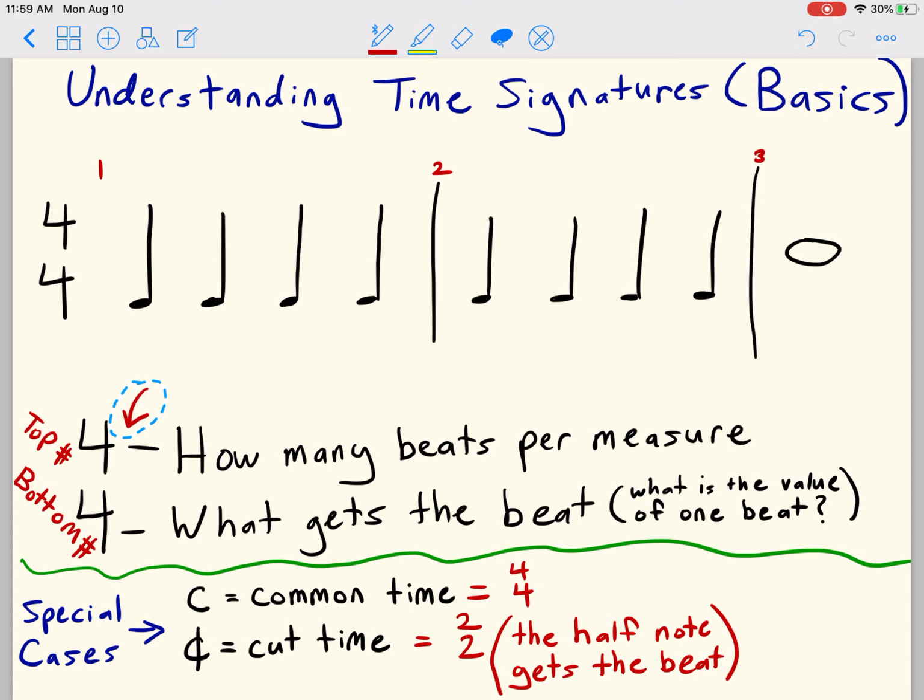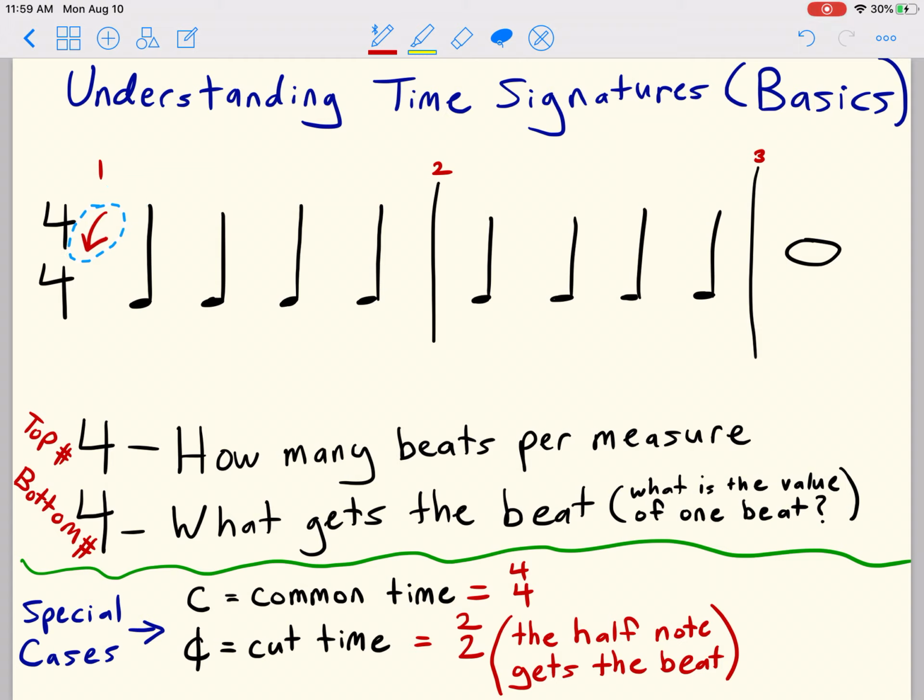The top number tells us how many beats are going to be in each measure. We know that each measure is divided up by a bar line. So this bar line shown here is basically just showing the end of each measure and the beginning of the next one. So where this bar line is, it lets us know, hey, measure 1 is over and measure 2 is beginning. Same thing here. This one shows us that measure 2 is over and measure 3 is beginning. So between each bar line, we're going to have a consistent amount of time, unless we have a new time signature to tell us otherwise.